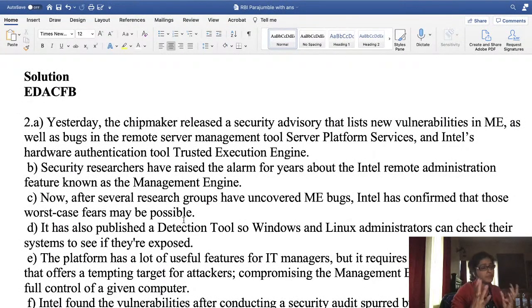So what happens? People were already worried about the management engine. The management engine is good in one way. Yes, it has a lot of good features. At the same time, it can take complete control of your software. Okay, that can be the next sentence. What is the next sentence?